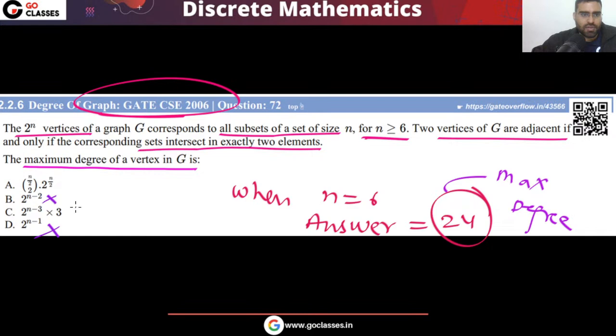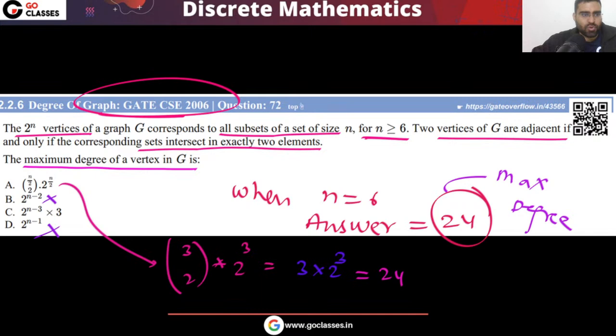What about this option? Look at this option. This option is 3C2 multiplied by 2 power 3. 3C2 is 3, multiplied by 2 power 3. That is 24. And this one is 3 multiplied by 2 power 3. This is also 24. Okay, so here you are stuck. Two options are gone, but still two options are remaining.